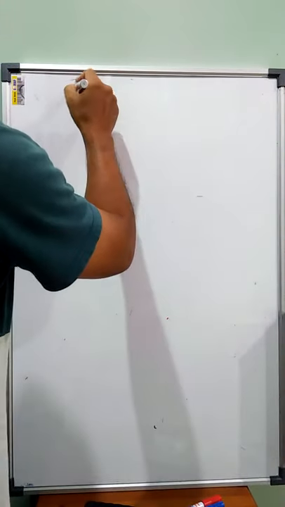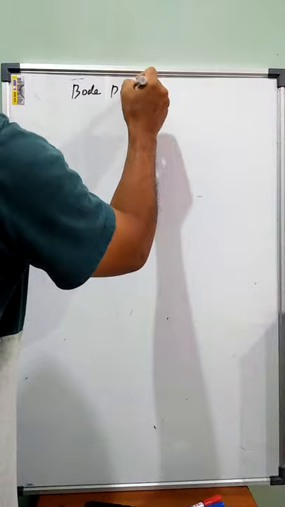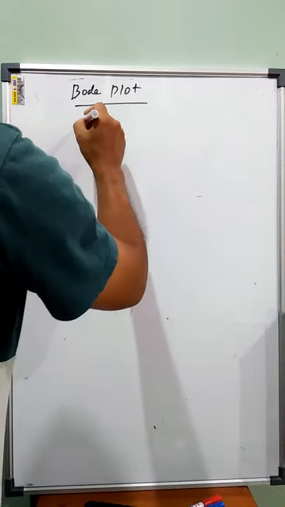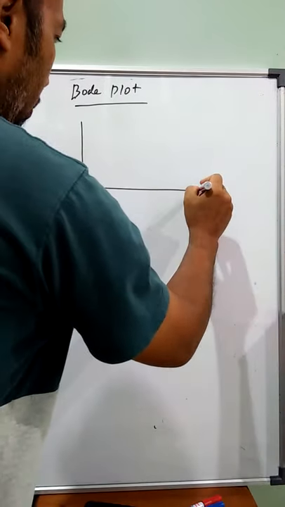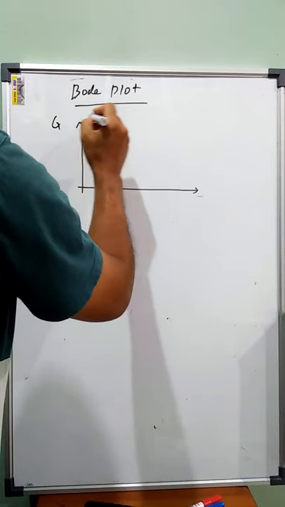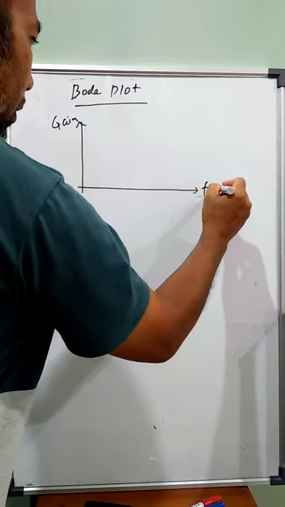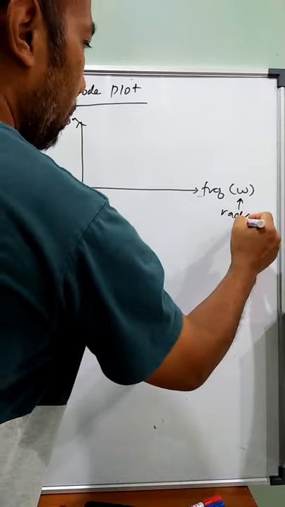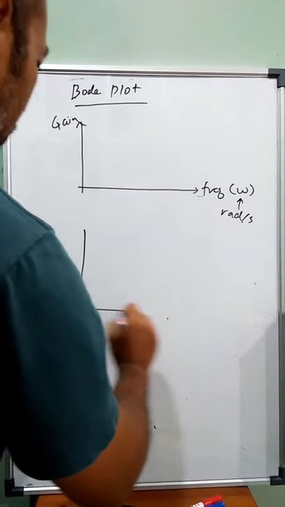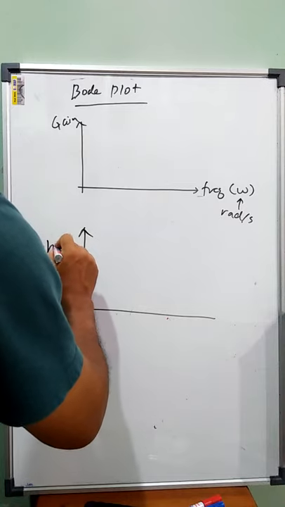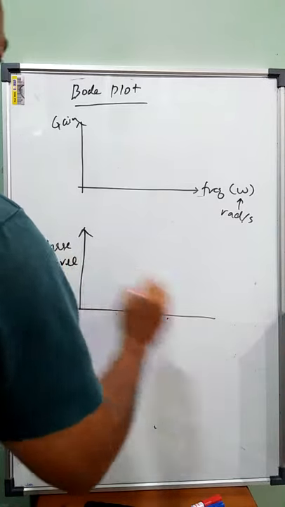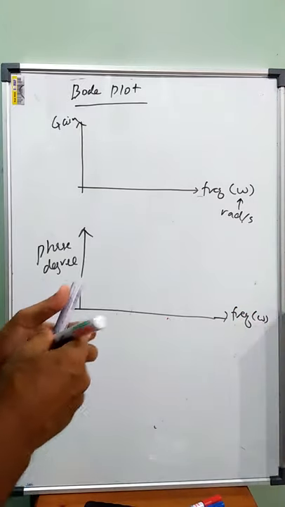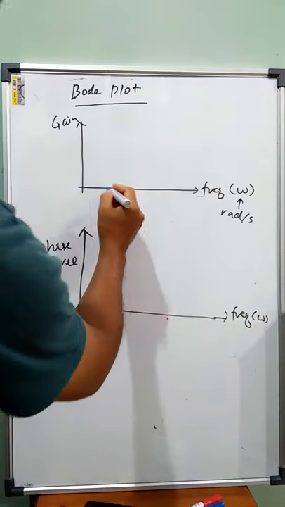In the Bode plot, the name comes from a French word. We have gain versus frequency, where frequency is in omega, radians per second, and we also have to graph phase in degrees, also versus frequency, omega.